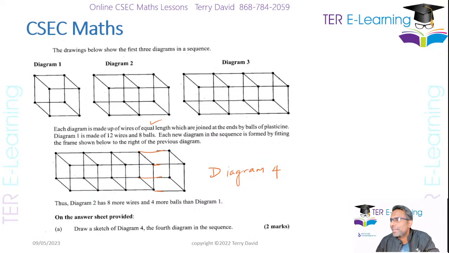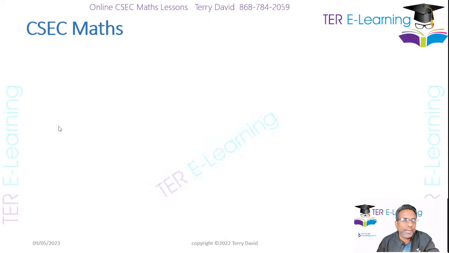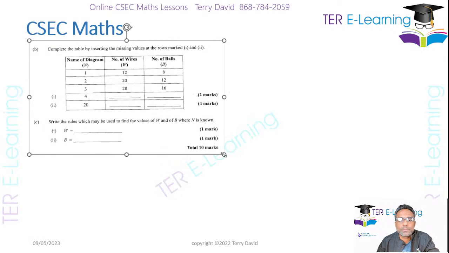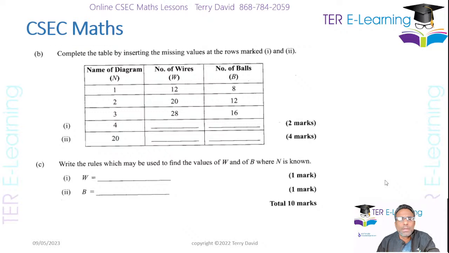Now the next part of the question has to do with the table, right? I literally just did a review of this topic, not this question, with my Form 5 maths class. All right, so let's see what's going on here. Complete the table by inserting the missing values, and we want to write the rules for W and B.